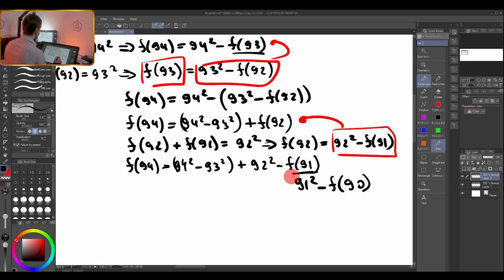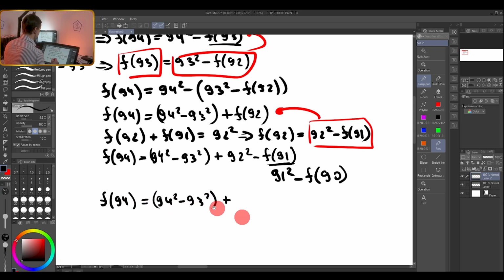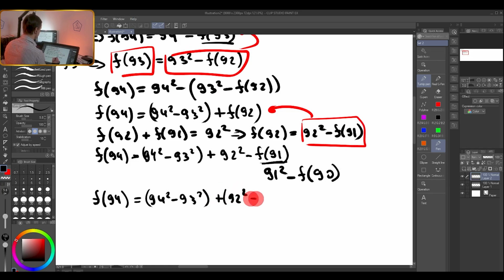And here you will get again difference of 2 squares. This is it, as simple as that. And f of 90 will be with plus, because this is in parentheses, and when you expand, this one will be the plus. So let's write the formula that we have now. F of 94 equals 94 squared minus 93 squared. The next difference of squares is 92 squared minus 91 squared, and plus f of 90. And obviously you understand very well how it will go further. So we will have differences of squares here again and again.